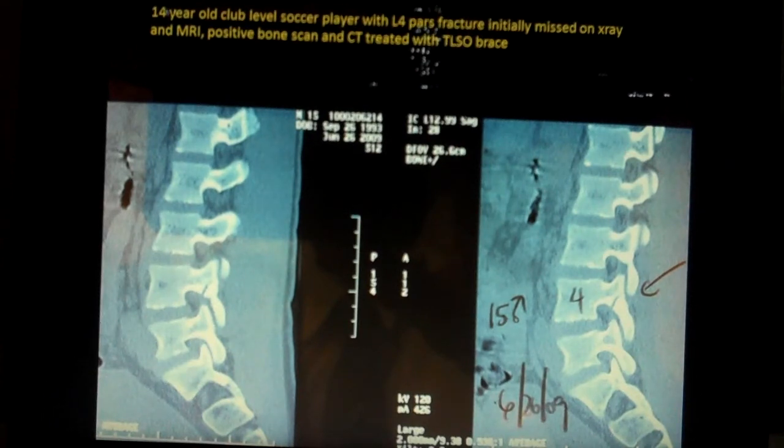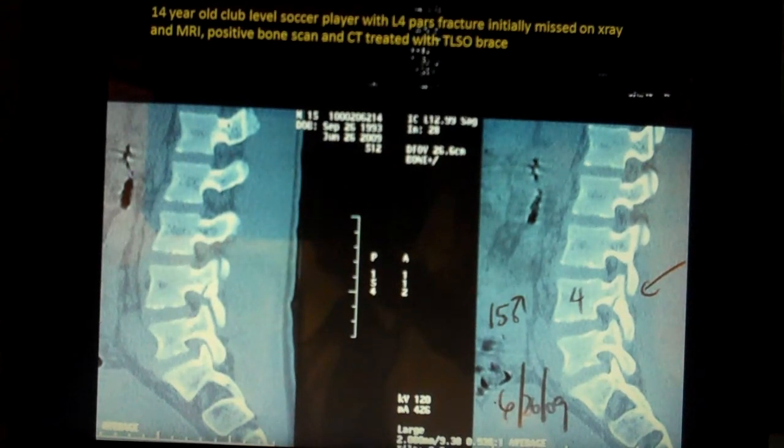So let's go over this. This is a 14-year-old club-level soccer player. I don't know if you guys know what club-level sports are like, but this child goes to Chicago for a game. They're really, really into the sport. He's like a national-level soccer player here in Bel Air. And he had back pain. I told him just stop playing soccer, but that was impossible for him. Finally we got an x-ray, we got an MRI scan, and finally I ordered a bone scan, which lit up at L4. Then the mother wanted the CAT scan.